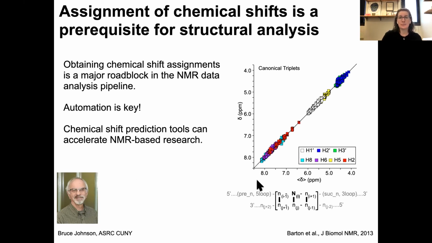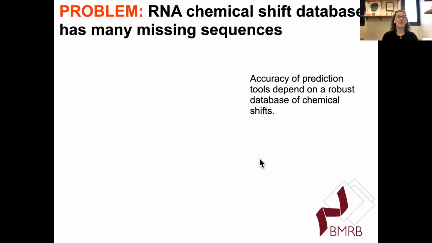Now, Bruce's program in particular is trained on data that's pulled from the BMRB. One major problem with this approach is that the RNA chemical shift database is not complete. There are many missing assignments, and the accuracy of the chemical shift prediction really depends on having a robust and complete chemical shift database.